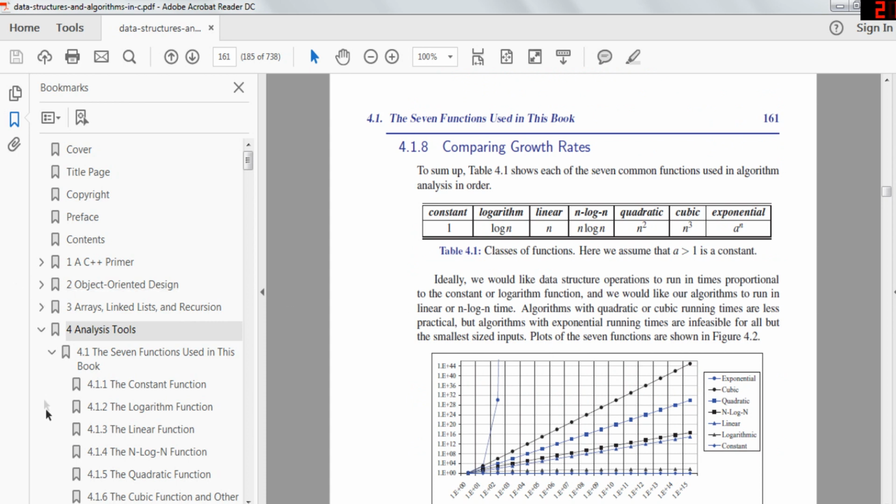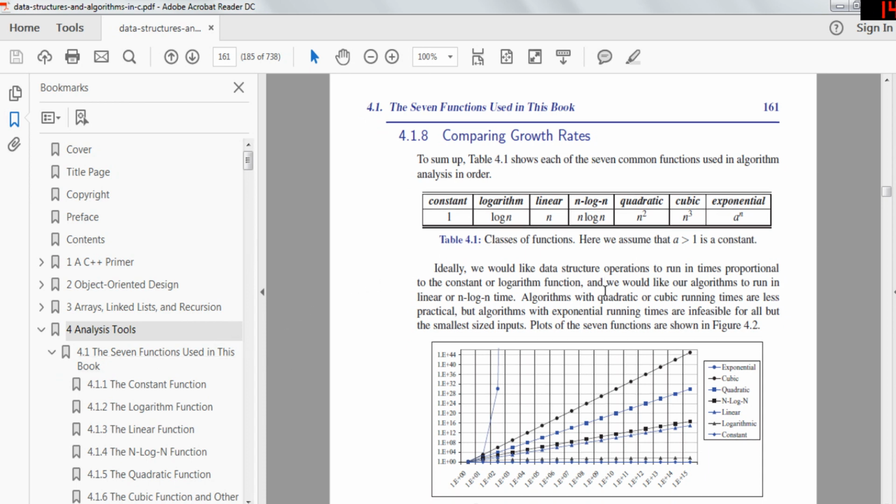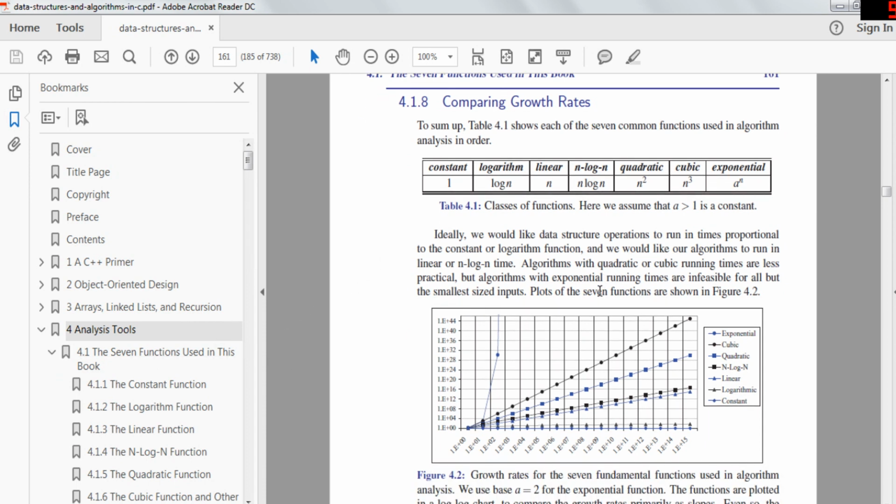Alright, let's compare growth rates. So to sum up, here are the 7 common functions we used in the book, where we just review the constant, the logarithm, the linear, the n log n, which is n times the logarithm, the quadratic, which is n squared, the cubic, and the exponential.